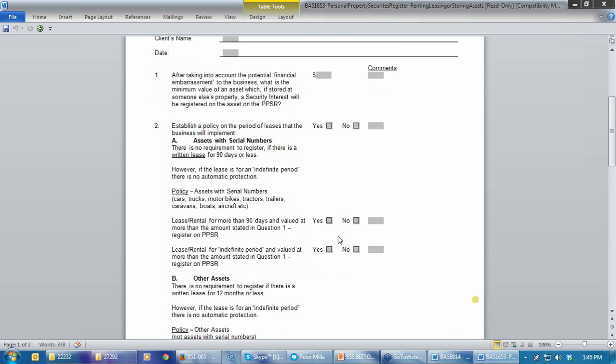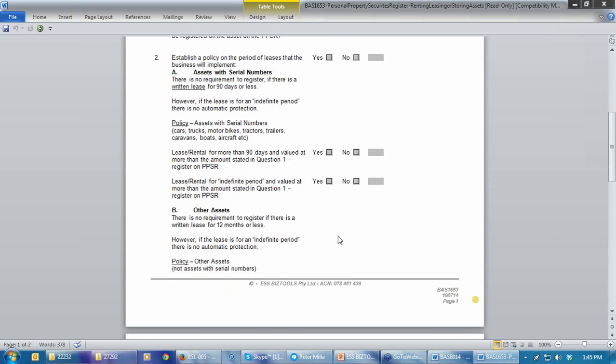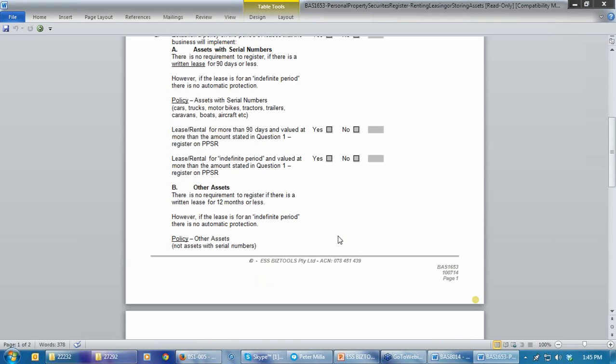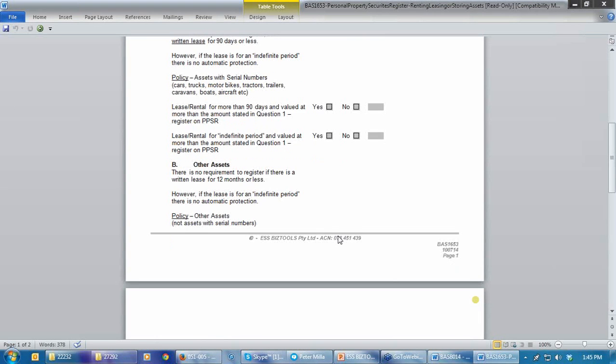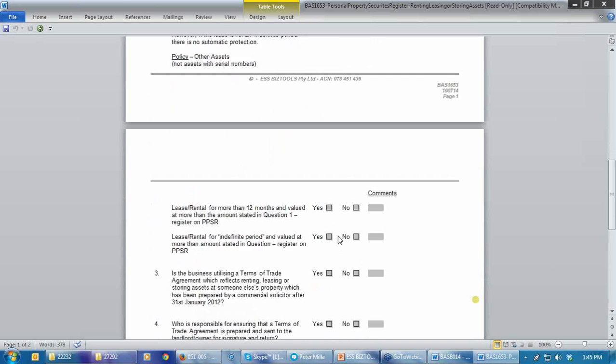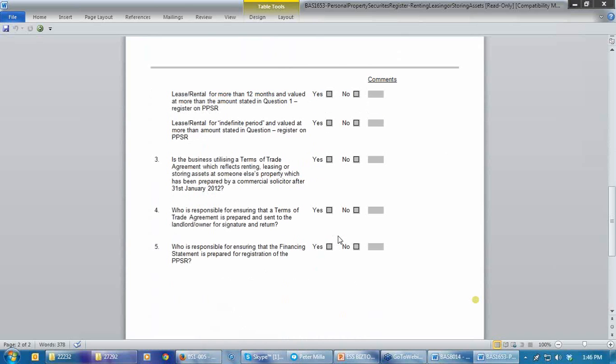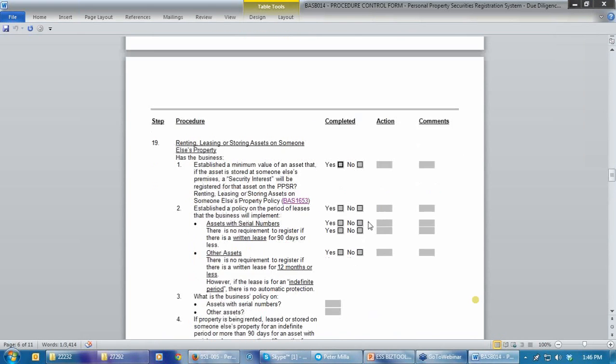If they decide that they're prepared to wear things that cost under $5,000, well, okay, that's their decision. But I'm suggesting that it would be a good idea to have a procedure in place to make sure that proper consideration was being given to this. So that's what that form there is about. It's working through and saying, where are our assets? On what basis are they being left in certain situations? Should we be registering to protect our interest?